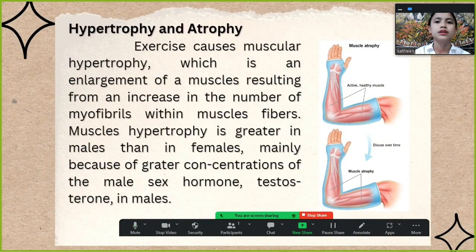Hypertrophy and atrophy. Exercise causes muscular hypertrophy, which is an enlargement of the muscle resulting from an increase in the number of microfibrils within the muscle fibers. Muscle hypertrophy is greater in males than in females, mainly because of the greater concentration of the male sex hormone testosterone in males. Ang atrophy kay decrease the size of the tissue or organ due to shrinkage.